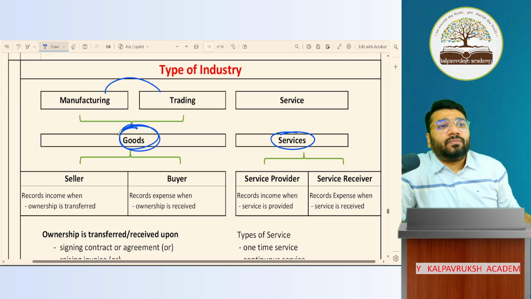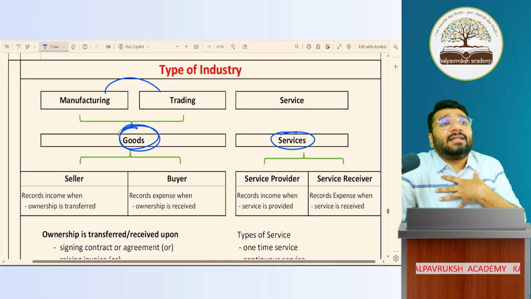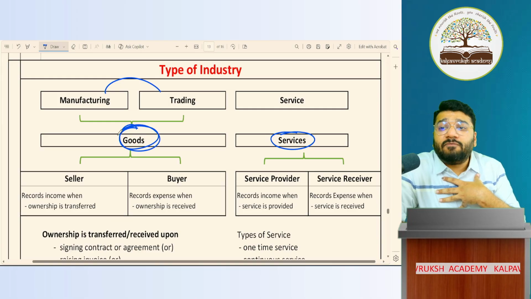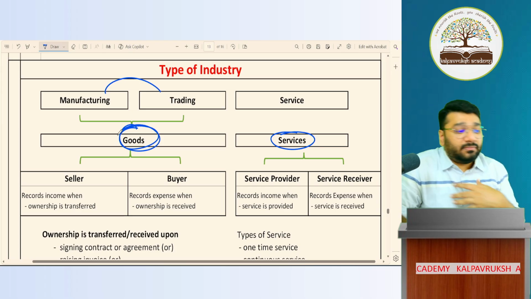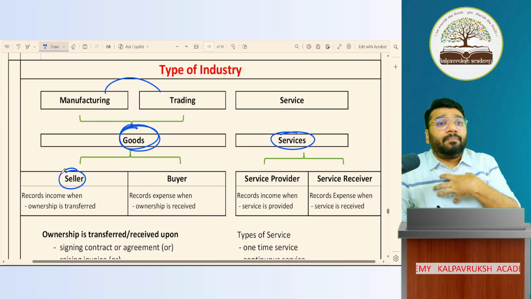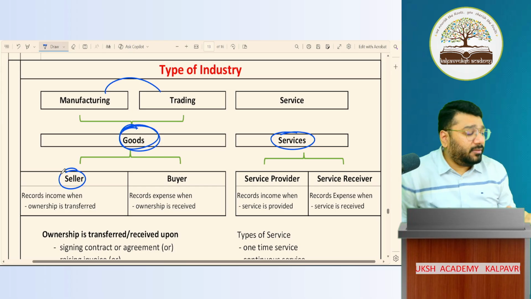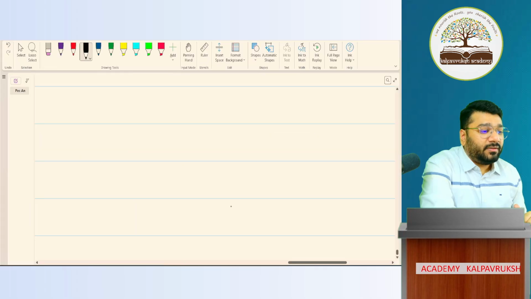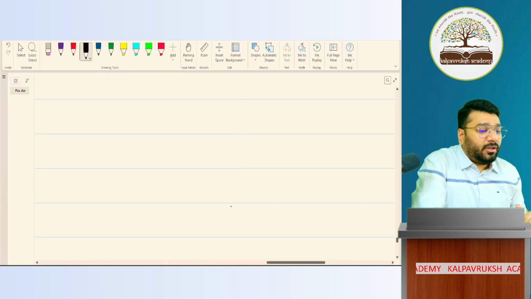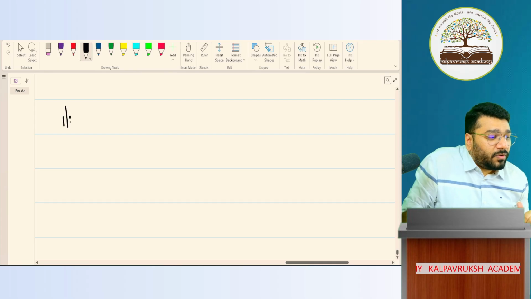My question to all of you: I'm into the business of buying and selling mobile phones. Who am I? Seller. My difficulty is that I want to know when I should record the sale. Now imagine, 1st of April.